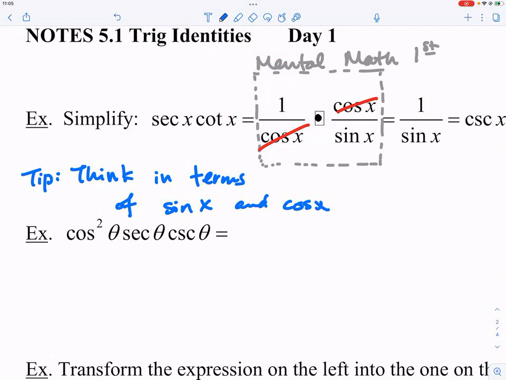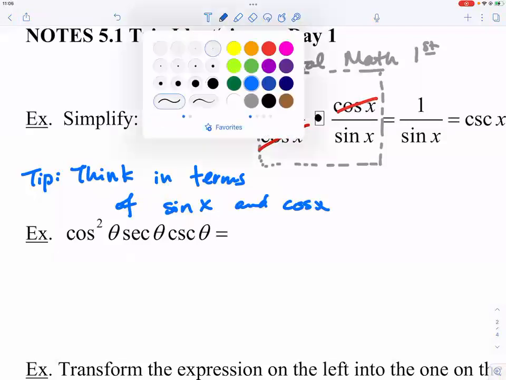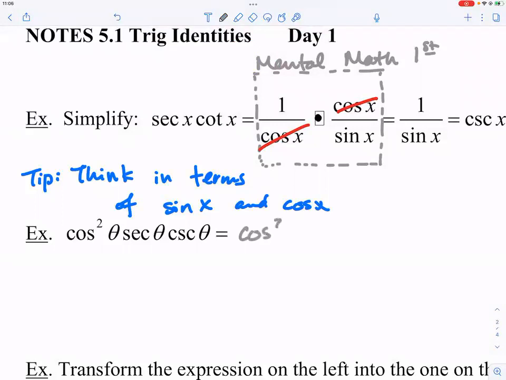So you start thinking about, well, we have cosine square here already. Well, what can secant theta be? 1 over cosine, right? Now, I'm going to write this so that you can see your mental math more vividly, but you're not writing it down yet. So this is your mental math. So like, oh, I can see this is 1 over cosine. What about this? What's cosecant theta? 1 over sine.